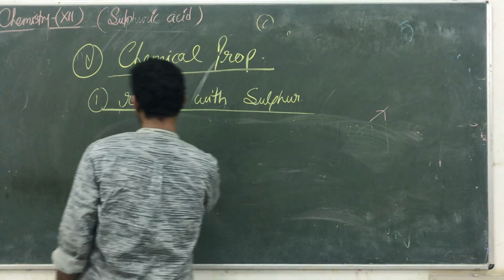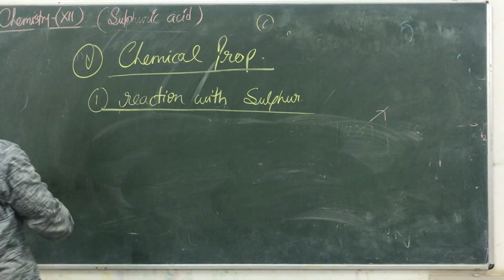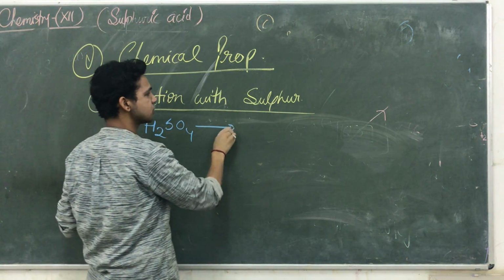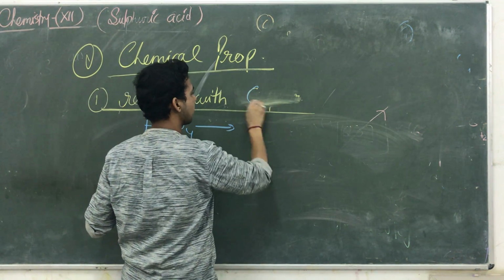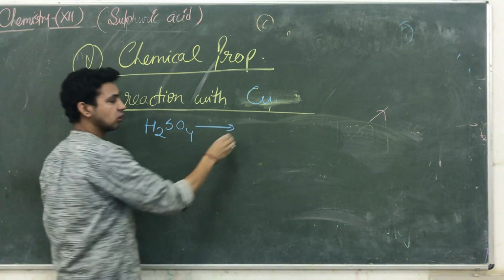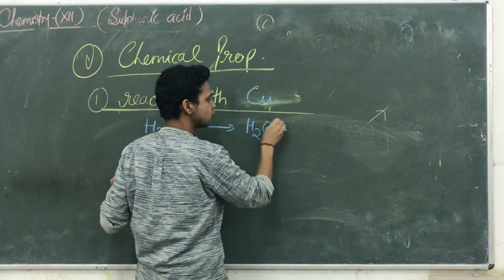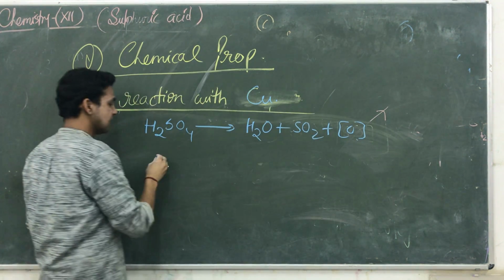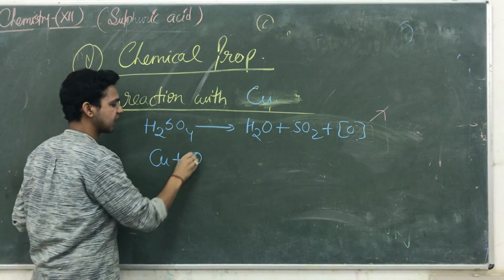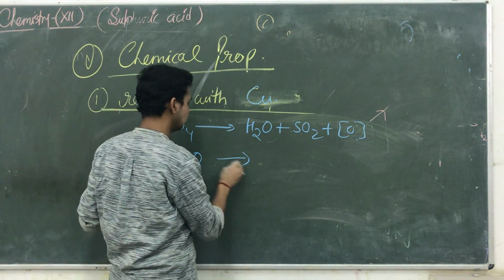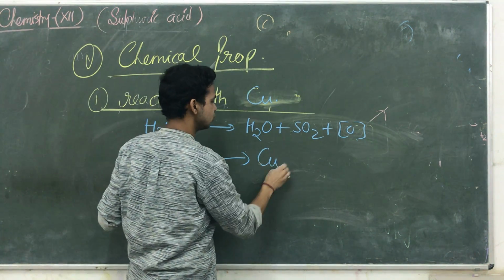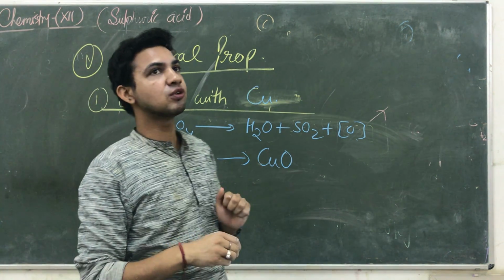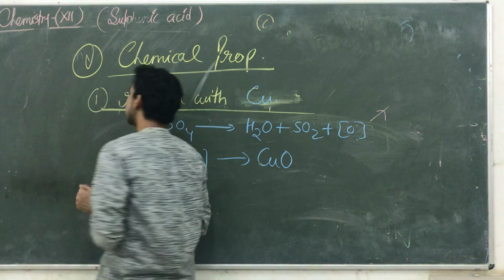So copper के साथ reactions देखिए. Generally it reacts with the copper in a similar way. H2SO4 first step is decomposed with reaction with copper. So the sulfuric acid decomposes into H2O plus giving you SO2 plus releasing nascent oxygen. So in the next step what happened, the copper reacts with O, giving you CuO. Okay, is this cuprous or cupric? This is a cupric oxide.